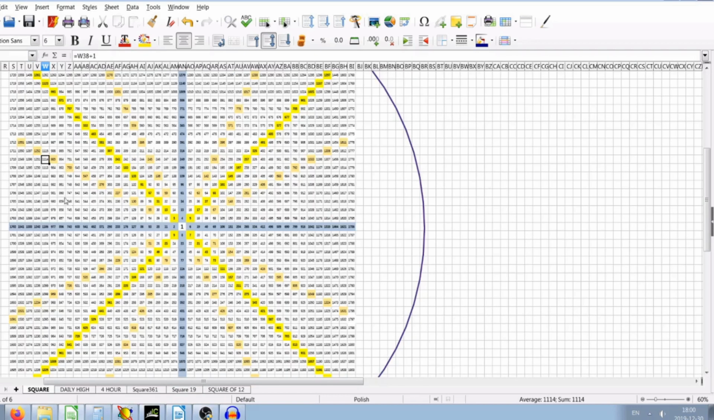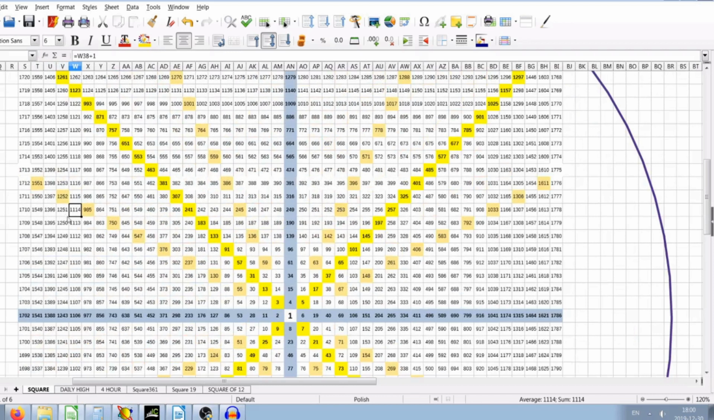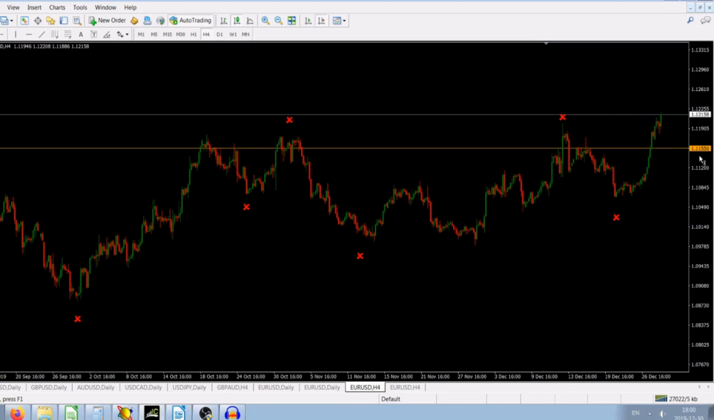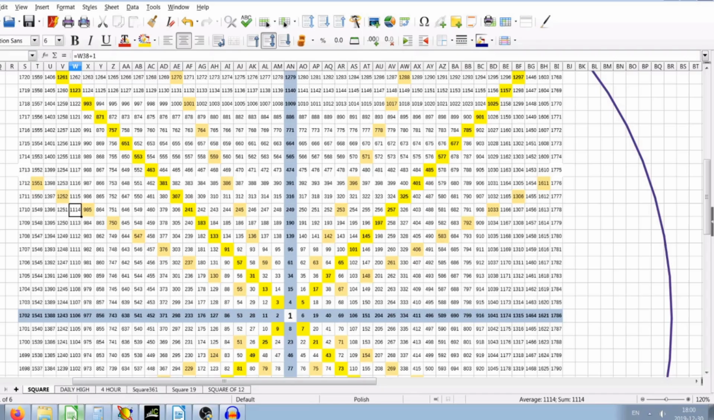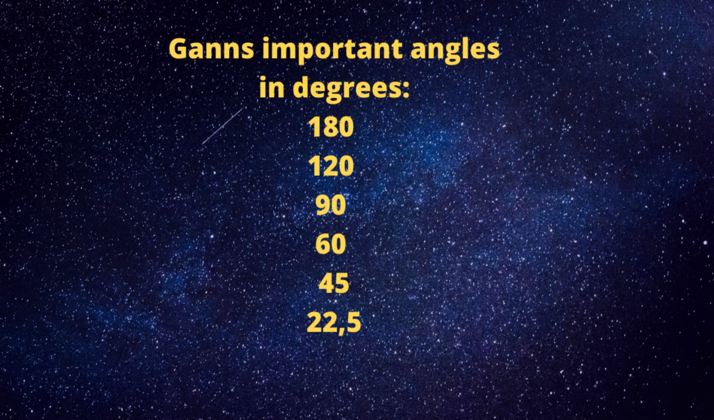Look, that's the one. And the market at the moment is at 111.40, yeah? So it's regarding the price. 111.40. The market at the moment stopped here, 111.40, 111.50. The market stopped here because this is roughly at 22.5 degrees, which is extremely important.